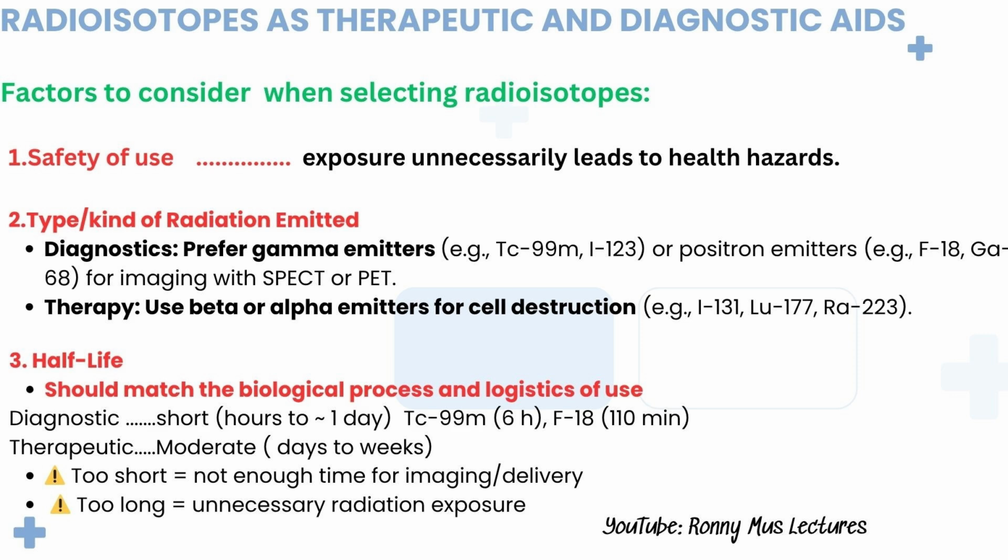Number three, half-life. The half-life should match the biological process and logistics of use. It should not be too long or too short. If it is too short, it will not be enough time for imaging or delivery. If it is too long, it can lead to unnecessary radiation exposure.